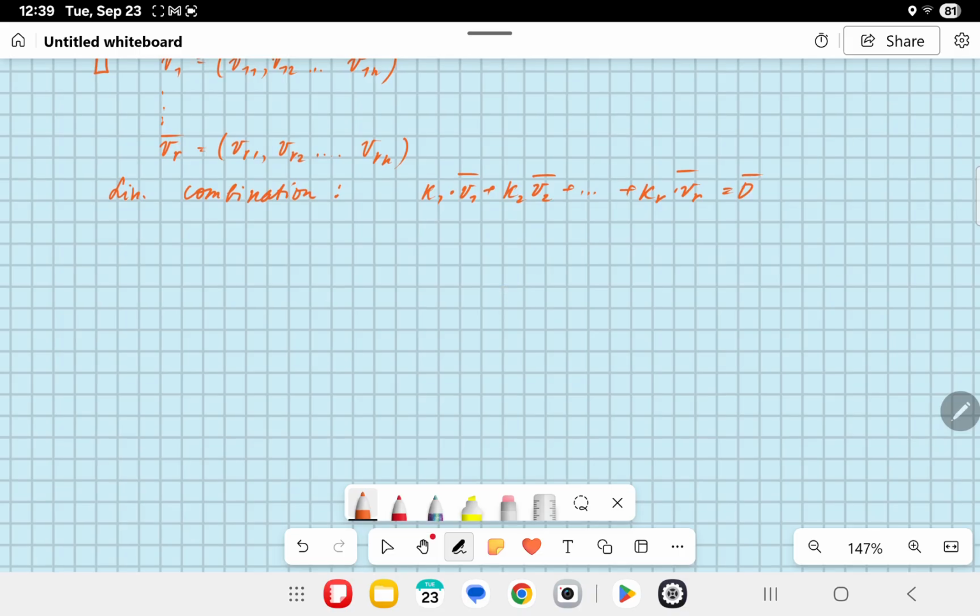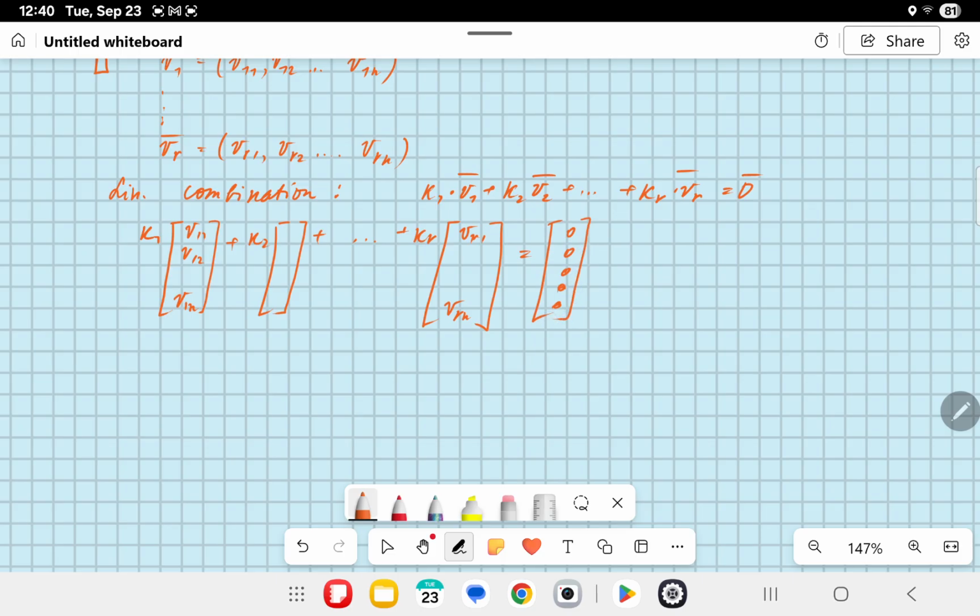Okay, how are we going to do it? Well, I'm going to write down each of these vectors in column form. So I'm going to write down k1 and the column v11, v12, up to v1n, plus k2 and the same, plus, and the last one is going to be kr times the column Vr1, up to Vrn. It's going to be equal to the zero vector, 0, 0, 0, 0, 0.